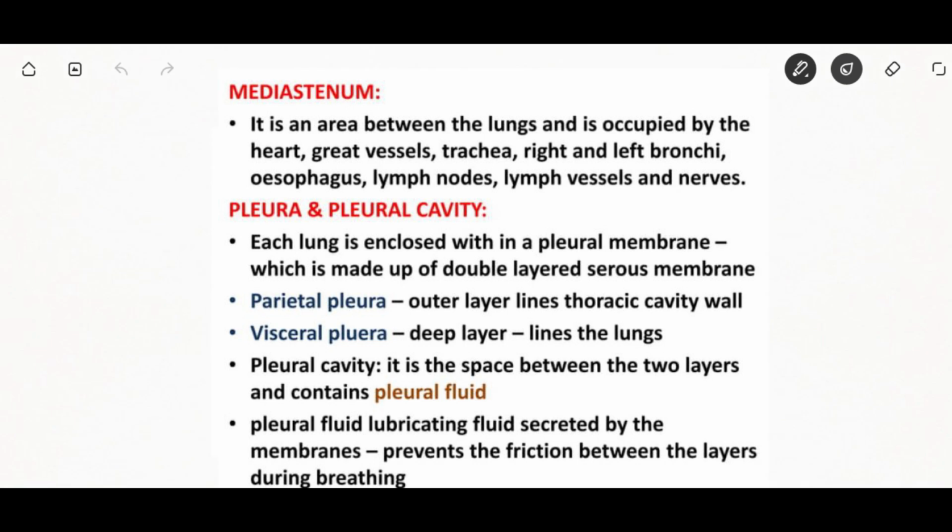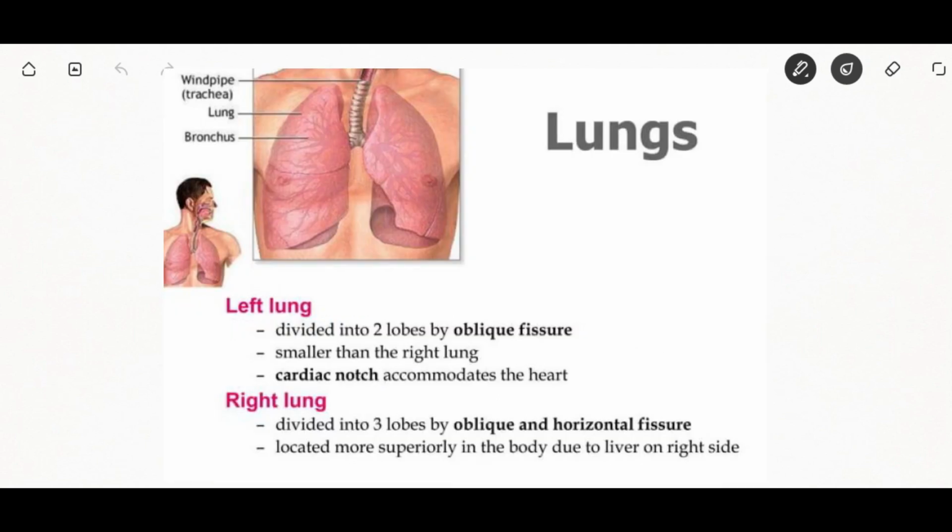The lung is divided into two parts, the left lung and the right lung. The left lung is divided into two lobes by the oblique fissure. The left lung is smaller than the right lung. It has a cardiac notch that accommodates the heart. The right lung is divided into three lobes by the oblique and horizontal fissures. The right lung is located more superiorly in the body due to the liver on the right side.